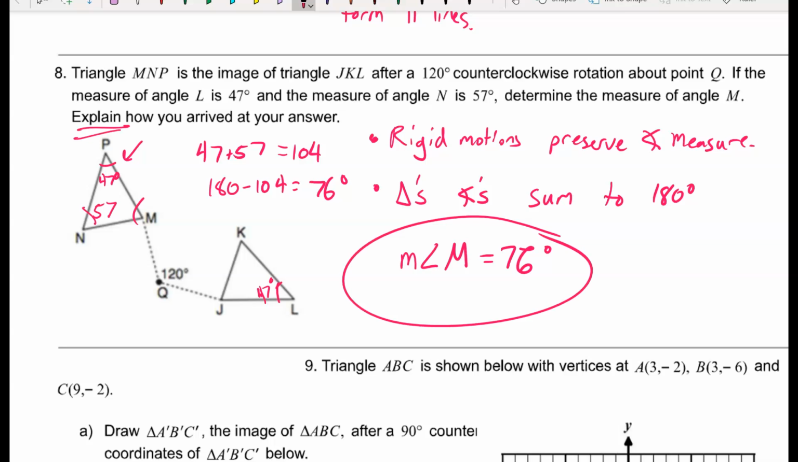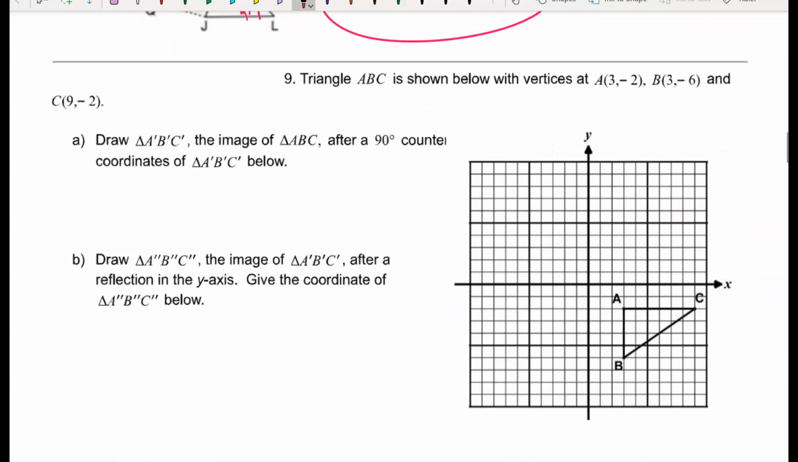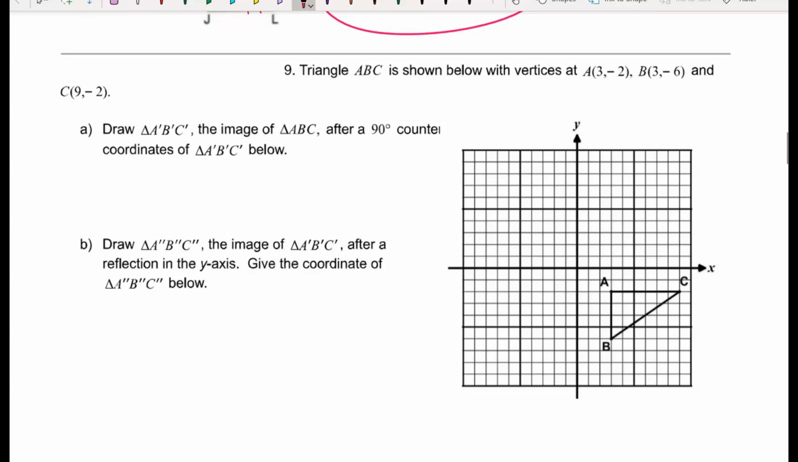And if I ask you to explain, you just got to give me something in words to explain your thoughts onto how you got there. For number 9, triangle ABC is shown below with vertices A, 3, negative 2, B, 3, negative 6, and C at 9, negative 2. Draw triangle A prime, B prime, C prime, the image of triangle ABC after 90 degrees counterclockwise rotation about the origin.